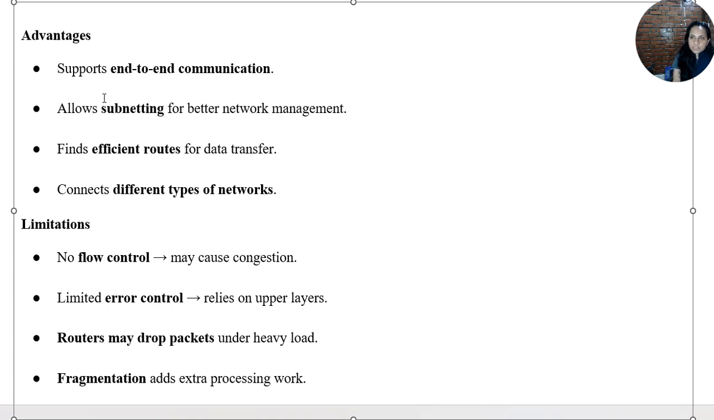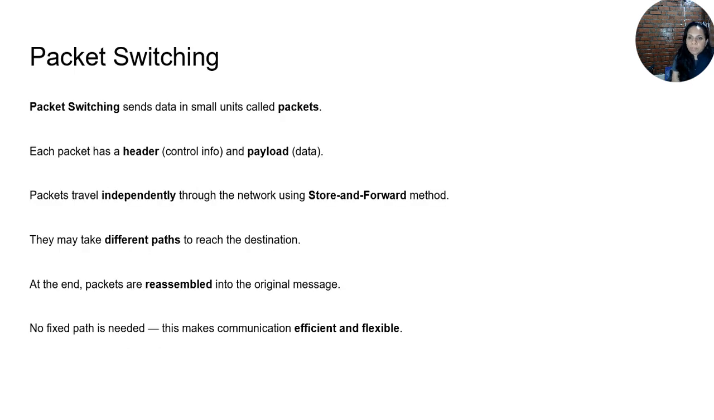Now advantages of the network layer: it supports end-to-end communication, allows subnetting for better network management, finds efficient routes for data transfer, and connects different types of networks. Limitations are also there. No flow control may cause congestion. Limited error control relies on upper layers, routers may drop packets under heavy load, and fragmentation adds extra processing work. Now we have packet switching.